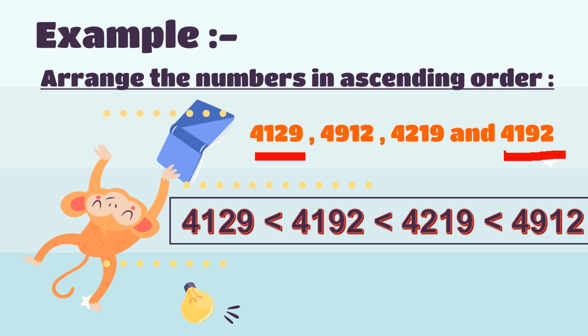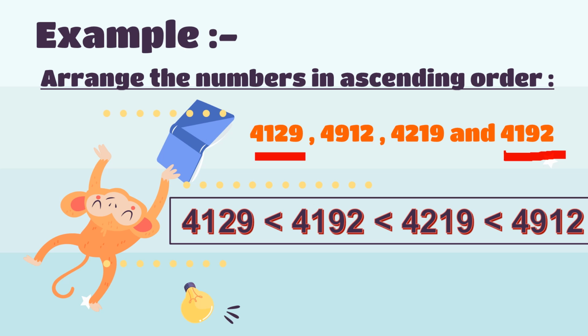Now the first number 4129 and 4192. On the hundreds place, both have 100. So now we will compare the tens place. That is 20 here and 90 here. So your smallest number will be 4129.